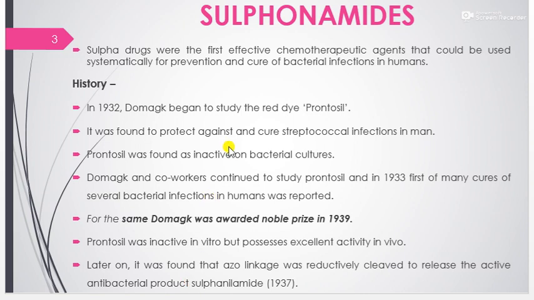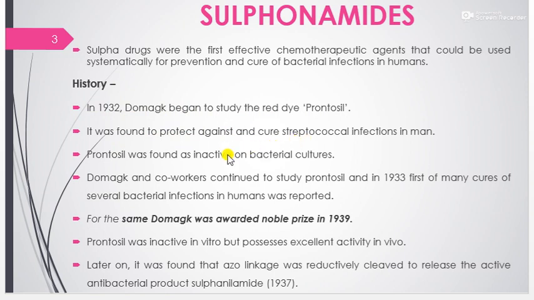So what are sulfonamides? Sulfa drugs were the first effective chemotherapeutic agents that could be used systematically for the prevention and cure of bacterial infections in humans. What is the history behind the development of sulfonamides? In 1932, Domagk began to study the red dye, that is Prontosil. It was found to protect against and cure streptococcal infection in man.